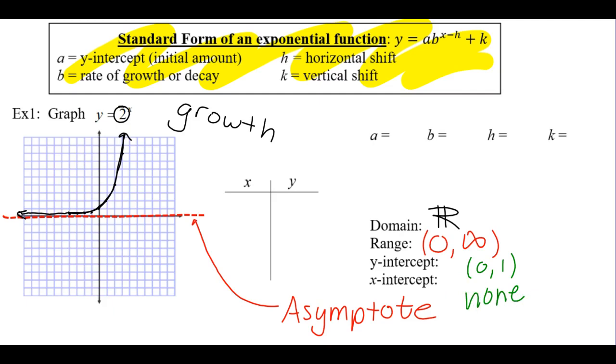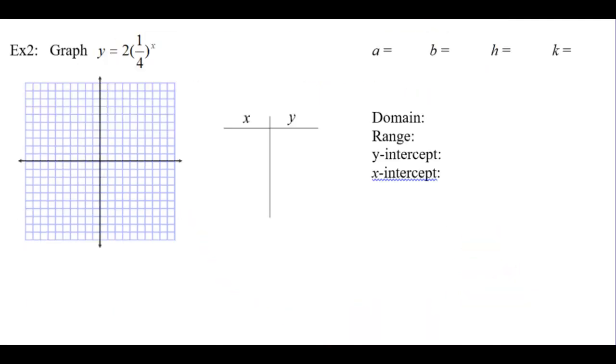It's not going to cross the x-axis, okay? Now, I want you to do number 2 on your own. So graph it on your calculator. I want you to go ahead and copy down some points out of your graph. So find some points that fit in the 10 by 10 window and copy those into your t-chart, and then answer domain, range, y-intercept, x-intercept.